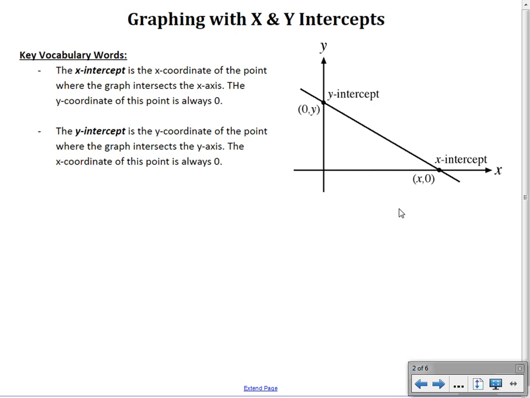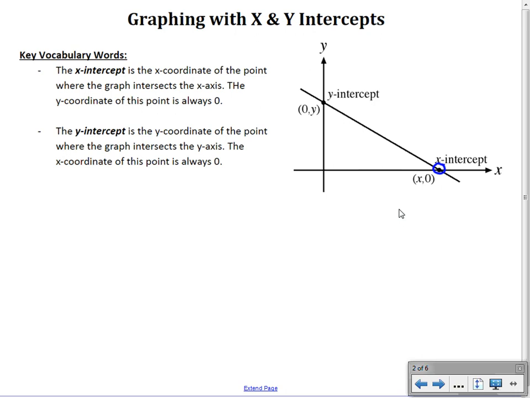Hello everyone. So in this video we're going to talk about x and y intercepts for linear functions. Okay, and I just want to start off with some vocab. An x-intercept by definition is the point on the line that intersects with the x-axis. So basically you're really just looking for where does my graph cross that x-axis, and it's at this point.